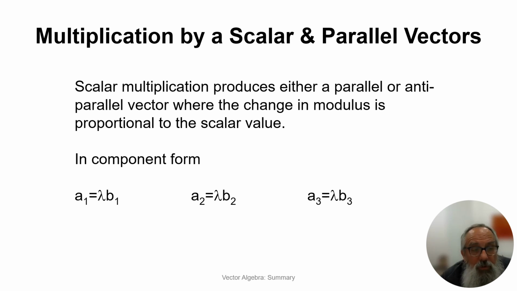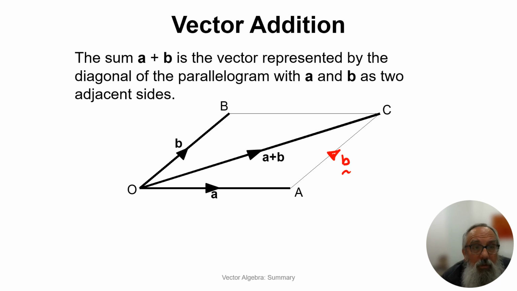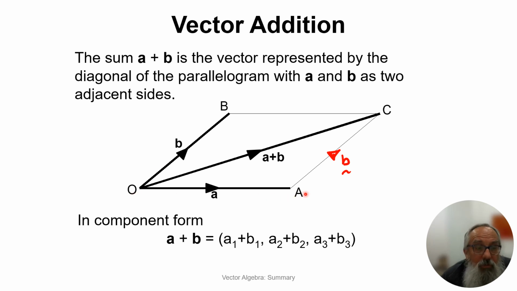Multiplication by scalars, we just multiply each of the components by the value. Vector addition, we have the parallelogram rule. How we can form that parallelogram rule is by moving, because the definition of vectors means they're not defined by a point, we can move them. So B here has moved to B here, and forms a parallelogram.